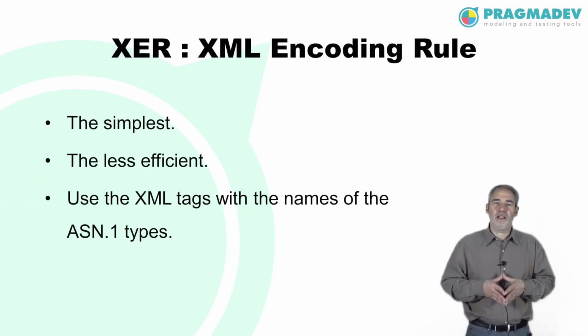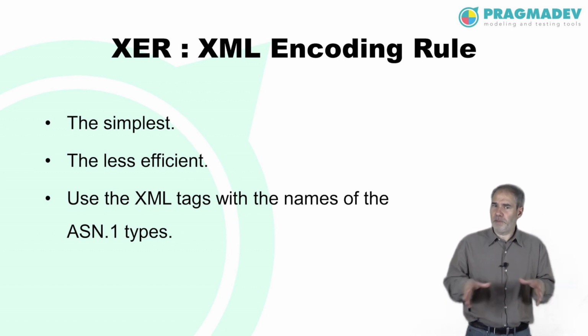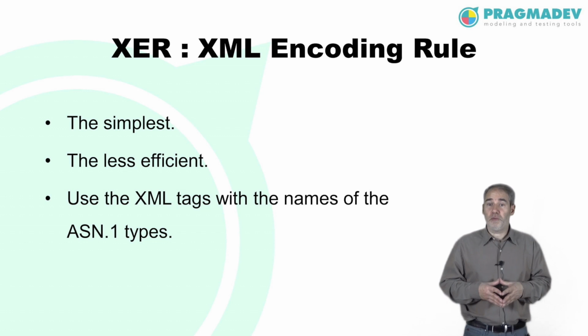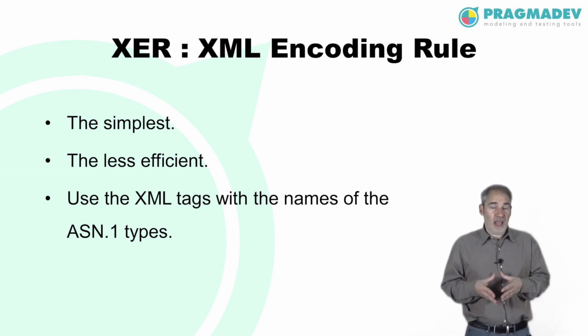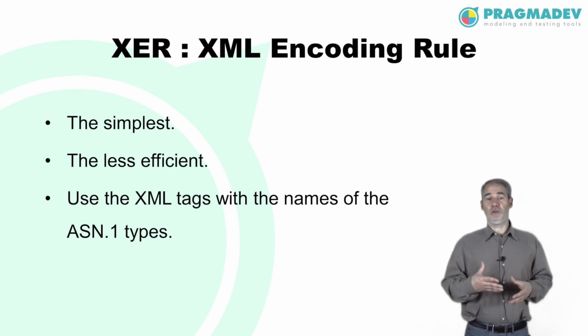A quick word regarding the XML encoding rule. It is definitely the simplest one as it is readable by a human, but it is also the less efficient one because it is verbose. The basic principle is simple. The name of the ASN.1 type is translated to the XML tag, and that's it.